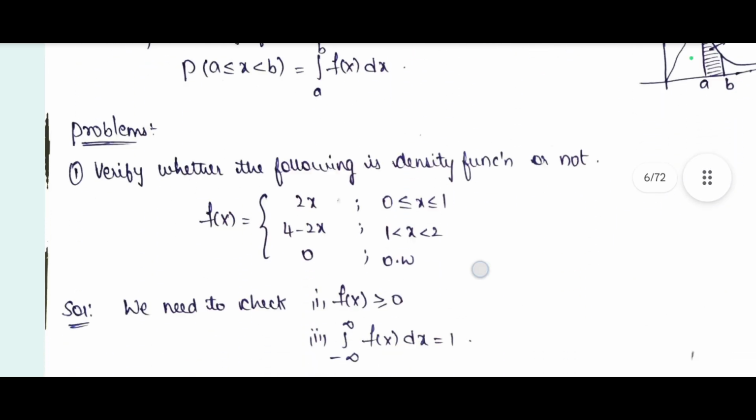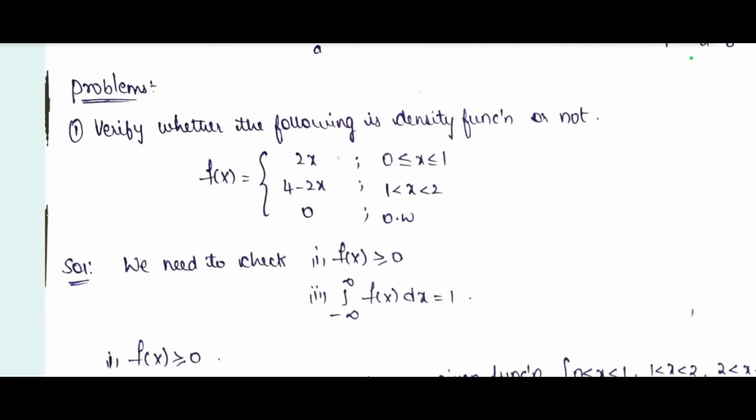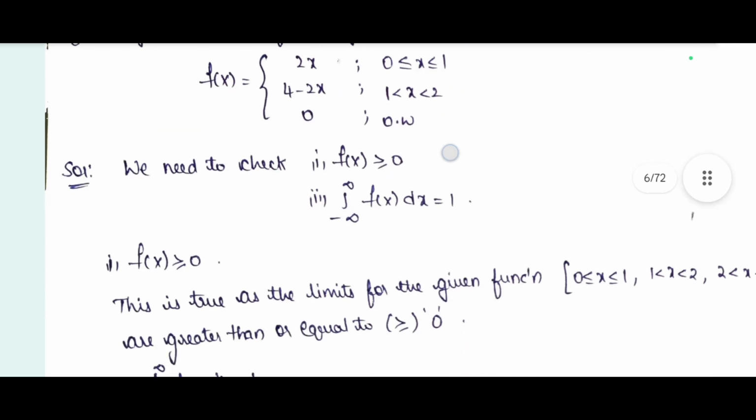So next, here is one of the examples. Verify whether the following is a density function or not. F of x is equal to 2x, where x lies between 0 and 1, and 4 minus 2x, where x lies between 1 and 2, otherwise it is 0.